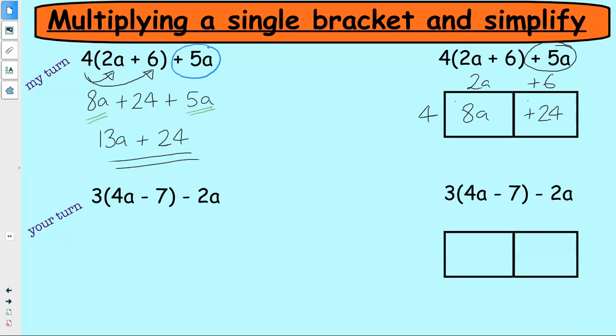So now I'm going to consider this 5a. Where should I put it? What column am I going to add it in? Remember, it's like terms you're thinking about. So 5a, I'm going to add it underneath the 8a. And I'm going to think about this as 8a add 5a, which is 13a. And then nothing has been added on to the 24. So that just remains add 24.